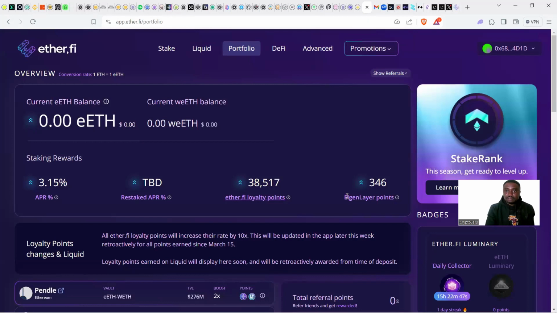So that's almost $1,000 there. Very free. You don't have to do so much for it. Just stake and watch it grow. So that is an example of what airdrop does, okay?